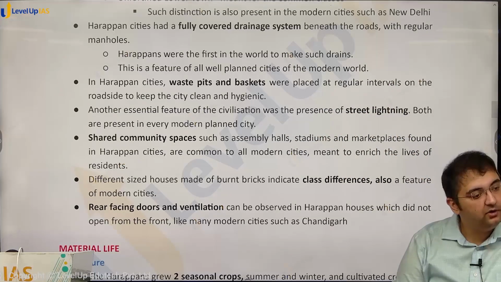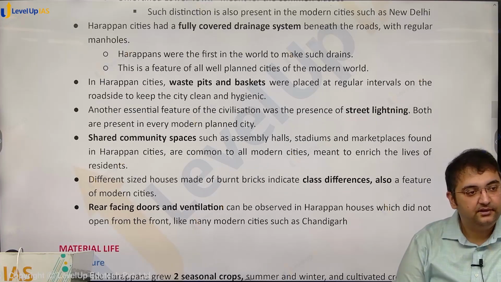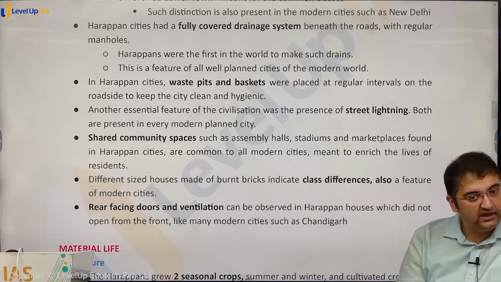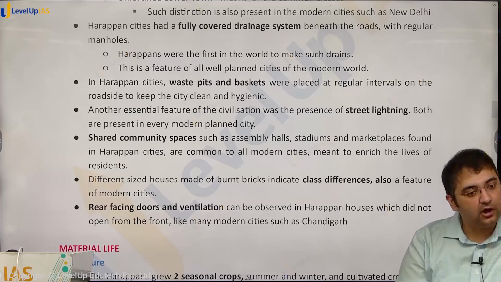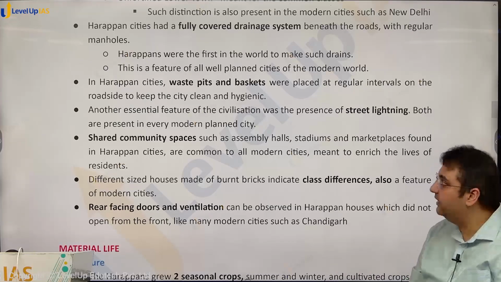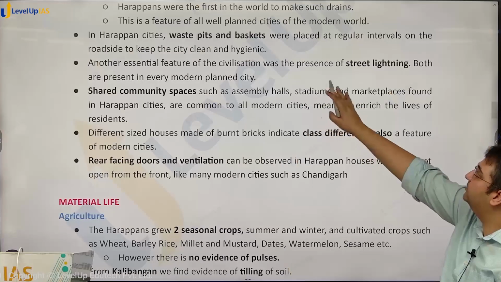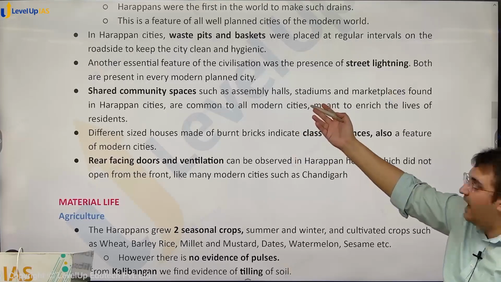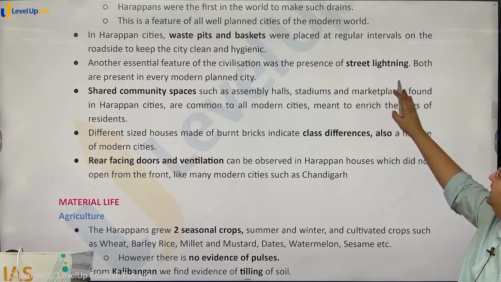Whether you look at New York or you look at Paris or London, क्या देखने के लिए मिलता है? जितना डेवलपमेंट शहर के ऊपर होता है, उतना ही शहर के नीचे भी होता है. They have an entire subterranean network of drains, not only storm drains but also sewage drains. Then in the Harappan cities, waste pits and baskets were placed at regular intervals on the roadside to keep the city clean and hygienic. Another essential feature of the civilization was the presence of street lighting.